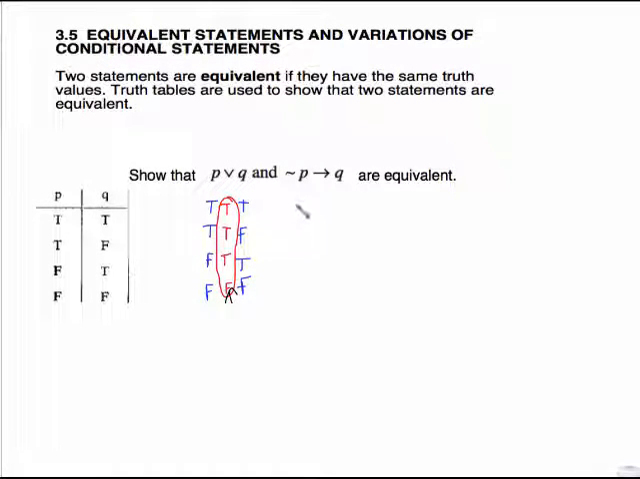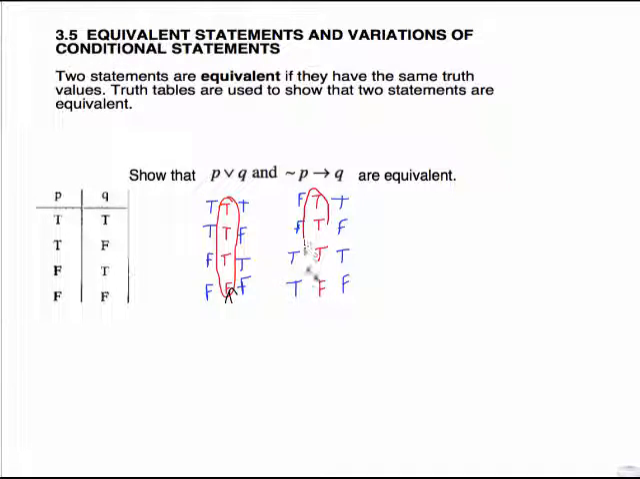Now let's do the table for this chart. This says not P, so look at your P column and negate those, which makes this false, false, true, true. The Q column is exactly what you see right there, true, false, true, false. I am doing the conditional, and we know the only time the conditional is false is if the premise is true and the conclusion is false. So this is false. The rest of these entries are true.